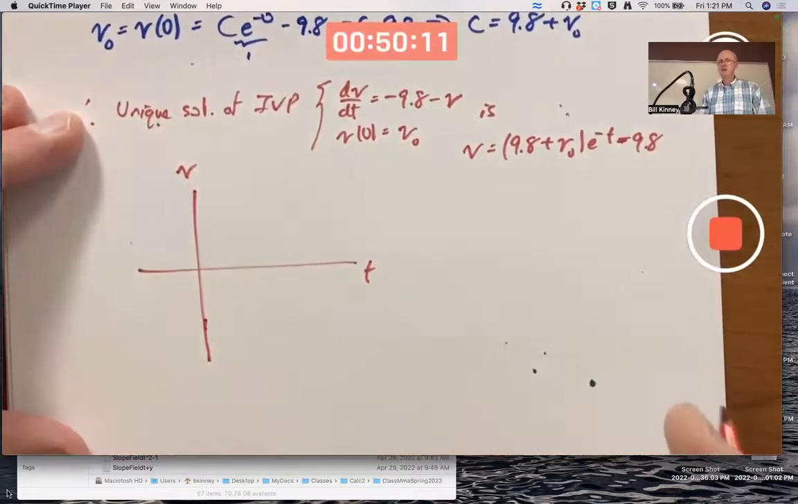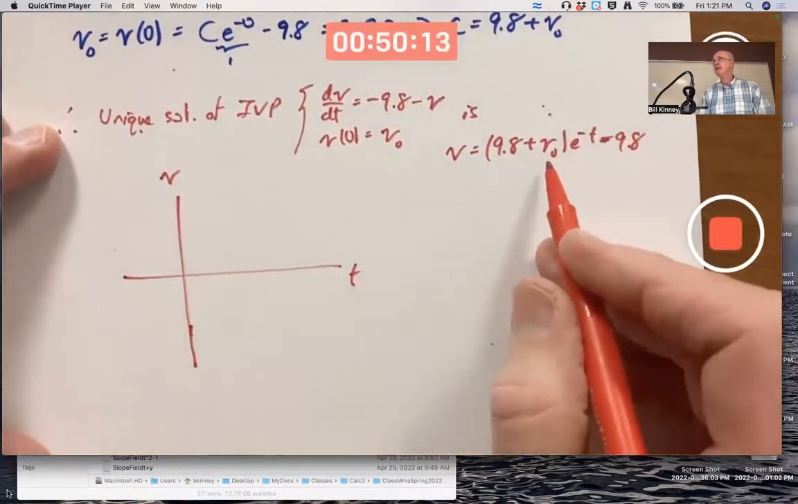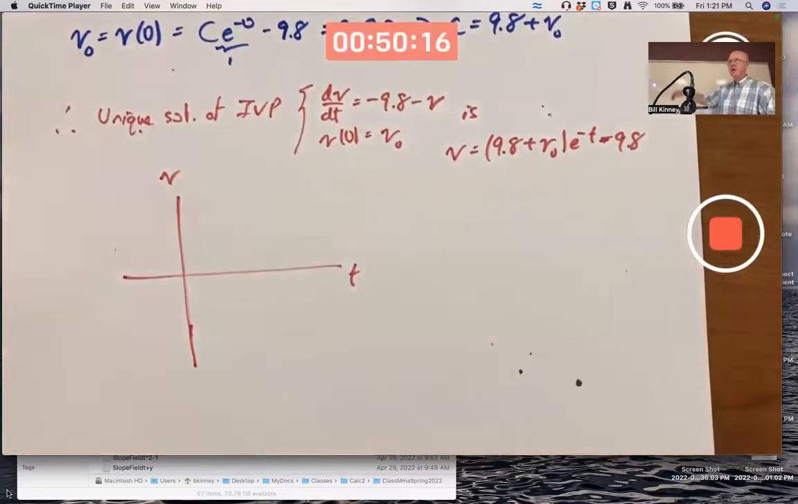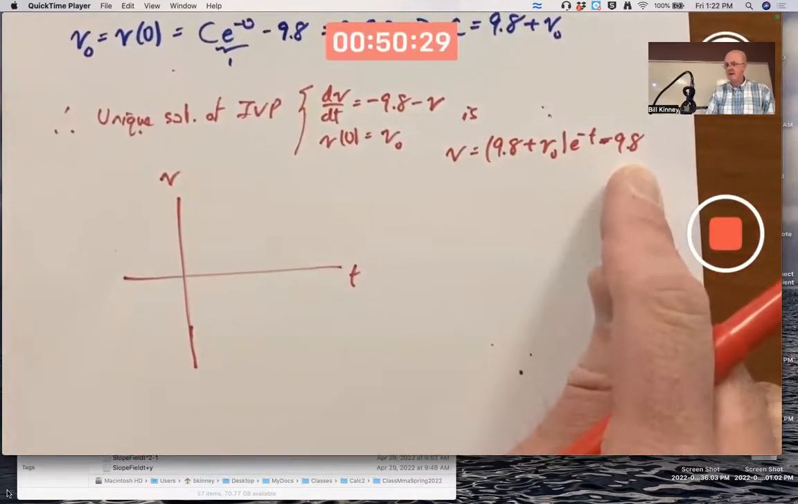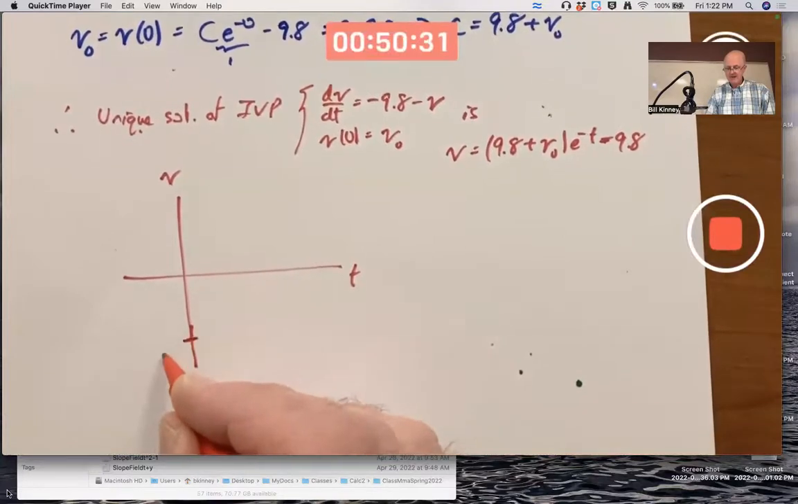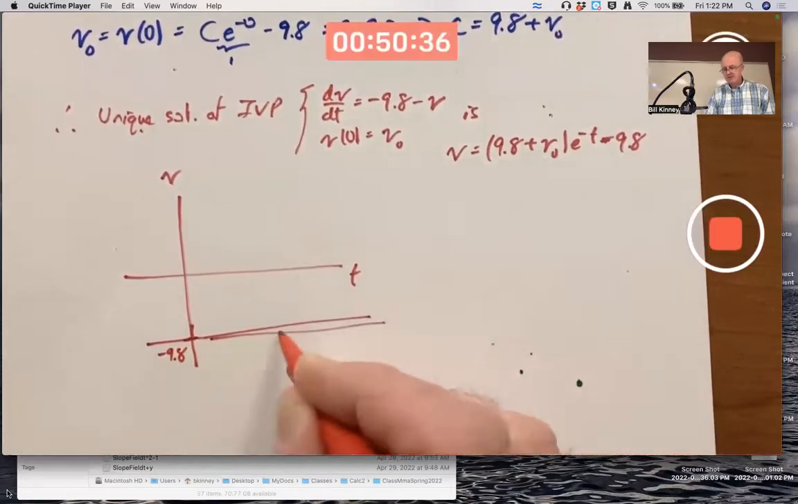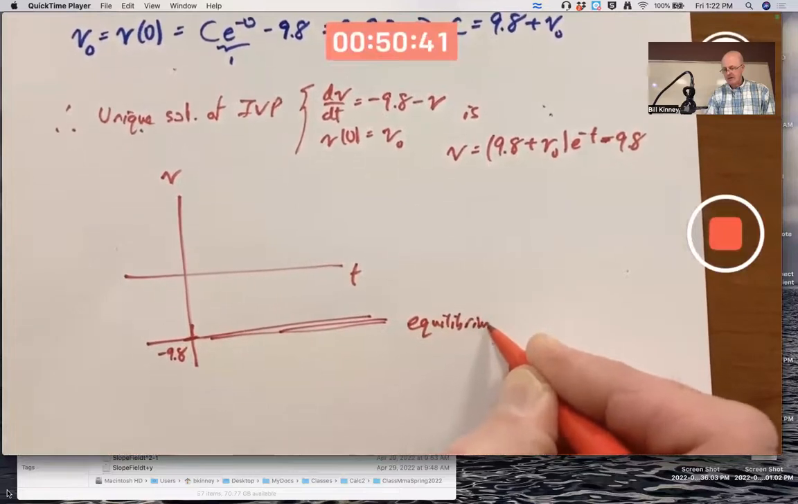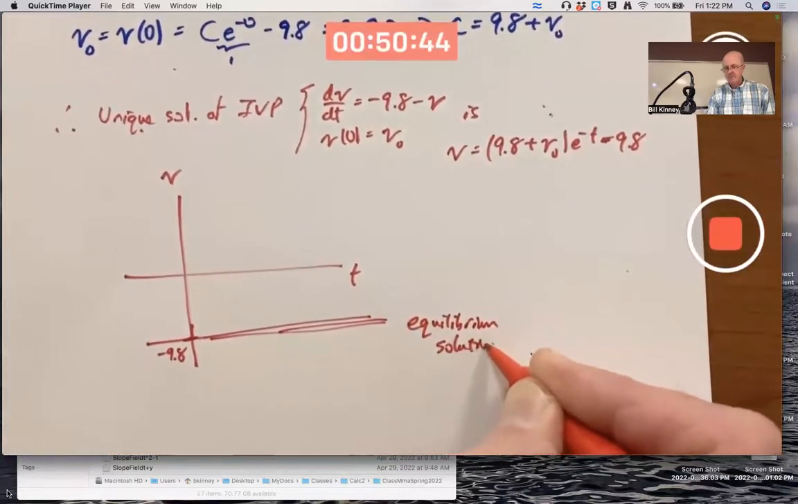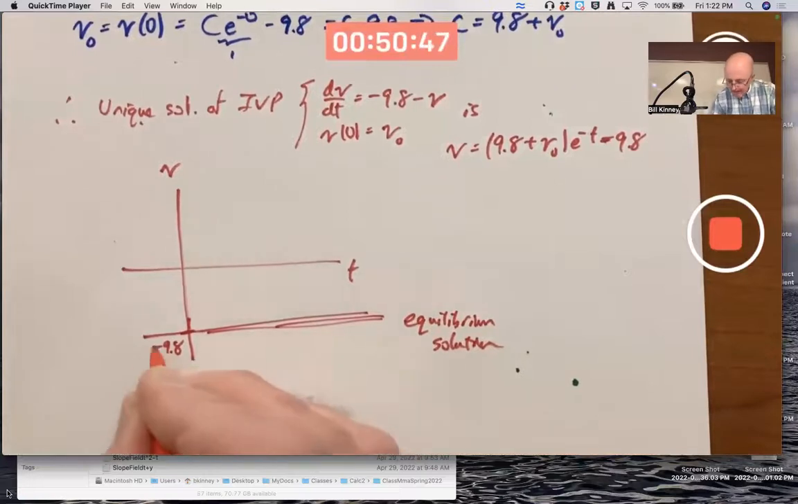One special solution is when V naught is negative 9.8. If you throw the ball downward initially with a downward velocity of 9.8 meters per second, that'll be zero. It'll go away. And your function will always equal negative 9.8. Negative 9.8 generates an equilibrium solution. Equilibrium solution. Pretend that's a horizontal line.